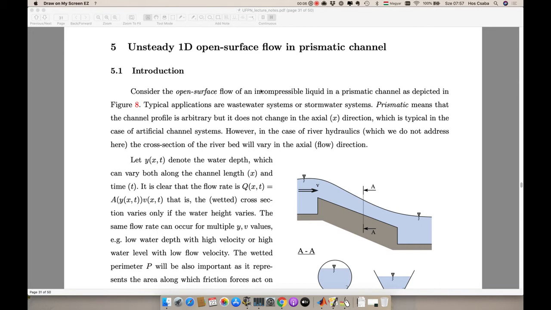Hello everyone. This is Unsteady Flowing Pipe Networks, and our next lecture is still dealing with unsteady one-dimensional open surface flow in prismatic channels, but today we are going to deal with the boundary conditions. But first of all, let's see where we were.